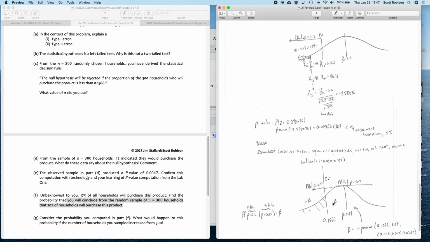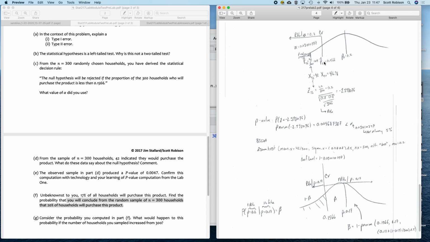So really what this question is saying is, what we're looking for is, what is the probability of beta, or what is the area on the right side of this lower tail test? Sorry, I said left. So what I'm trying to find out now is, I can continue to use the same critical value, which is 0.1566, to be where I'm rejecting and where I'm failing to reject.